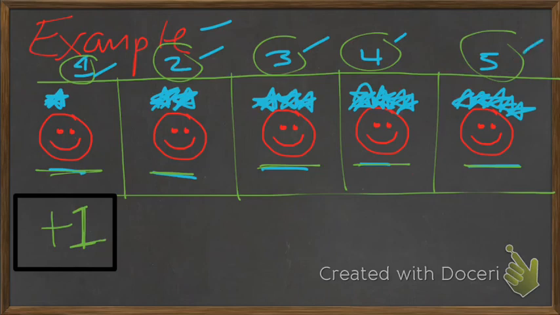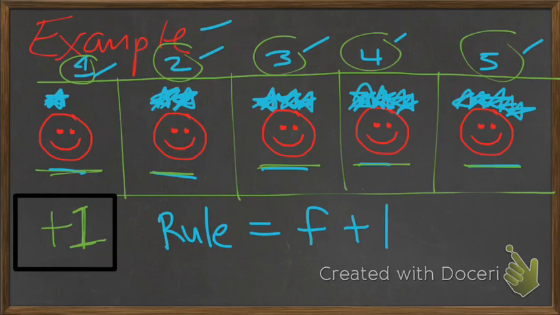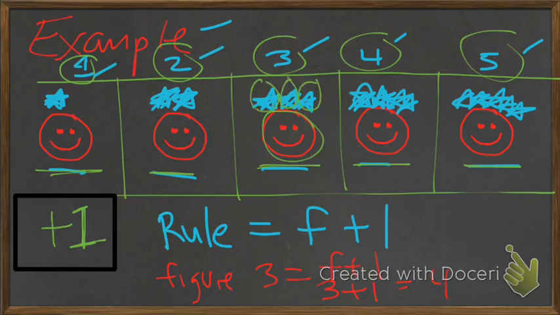So what we can say is this pattern is actually very similar to one we've already looked at. N, or in this case, you know what, let's use F. Rule equals F plus 1. So in figure 3, for example, we have F plus 1, 3 plus 1, and that equals 4. And if we look at figure 3, we have the one face, 2, 3, 4. 4 figures.